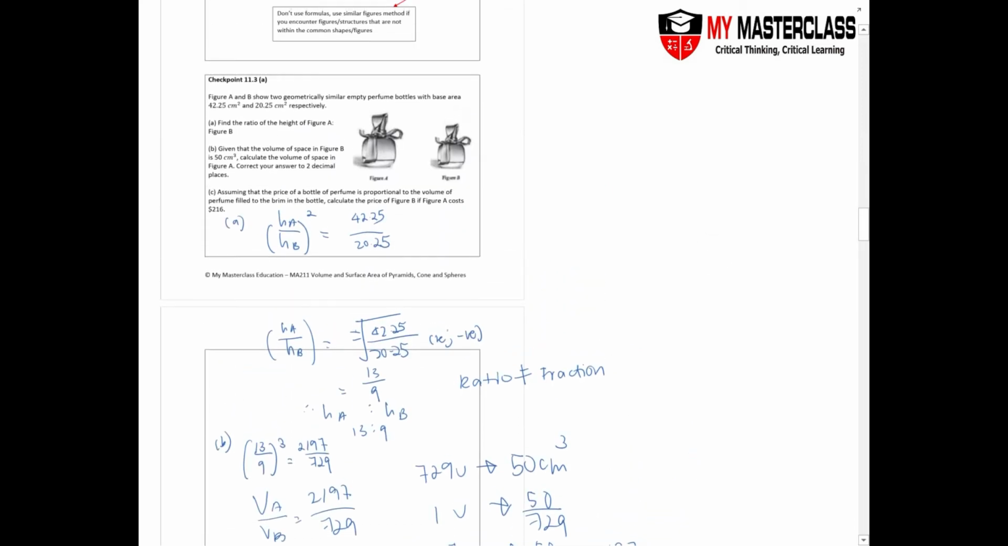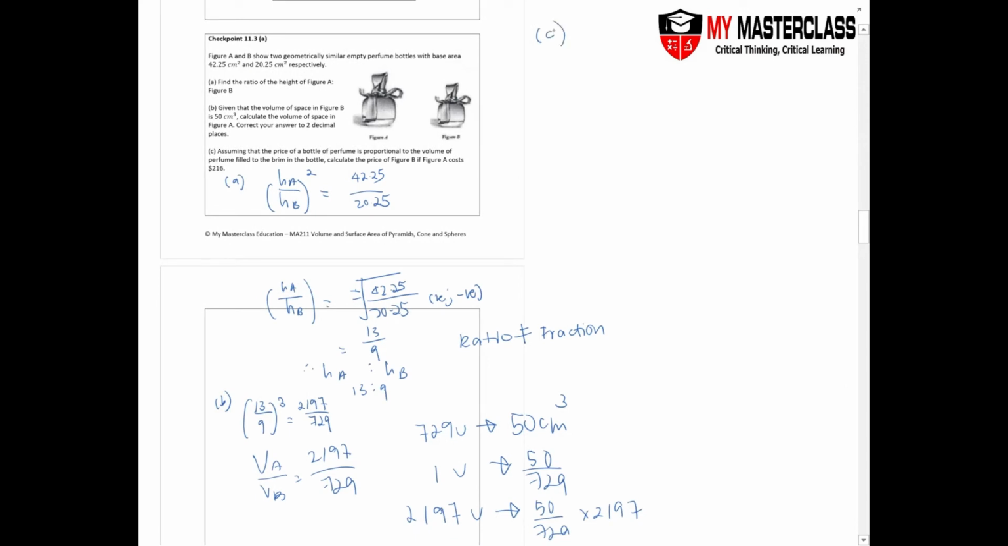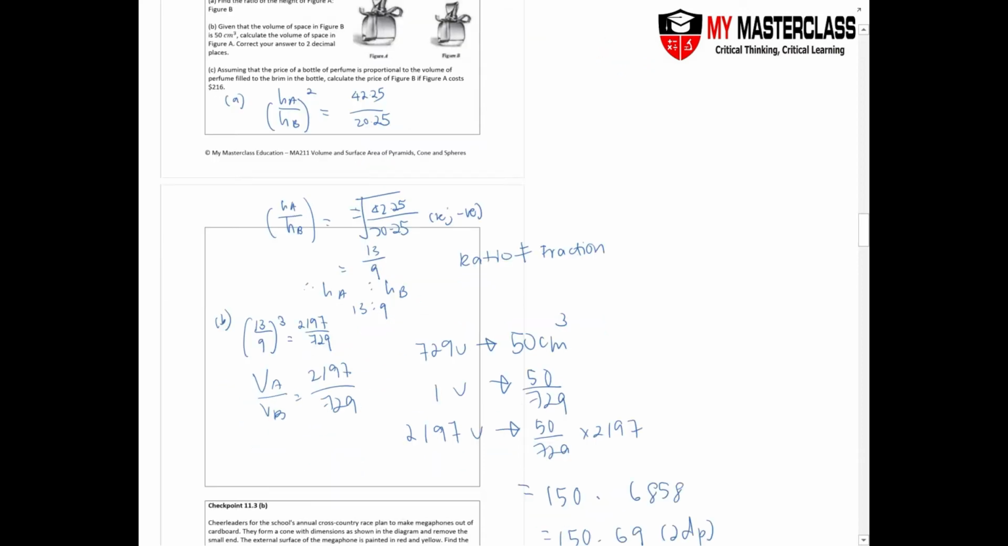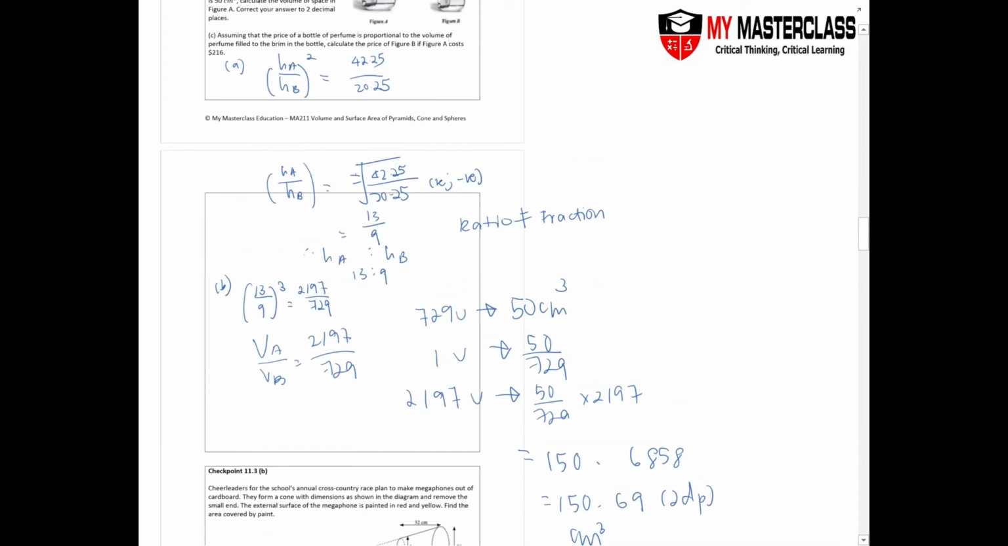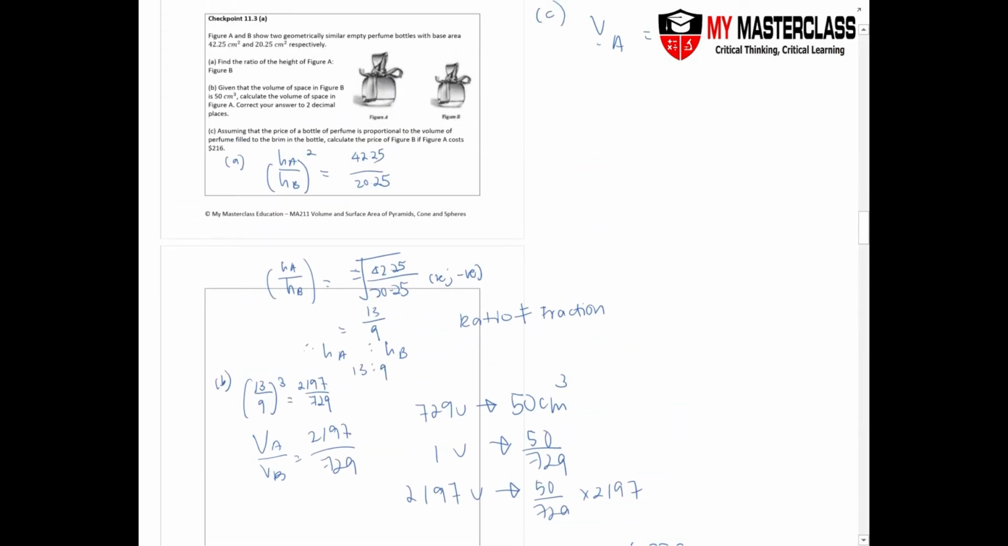Now next, let's take a look at part C. They say assuming the price of a bottle is proportionate to the volume of perfume, calculate the price of figure B if figure A costs this amount. So again, volume A is whatever we just found, the answer in B, 150.6858. Then you know that the price is given.